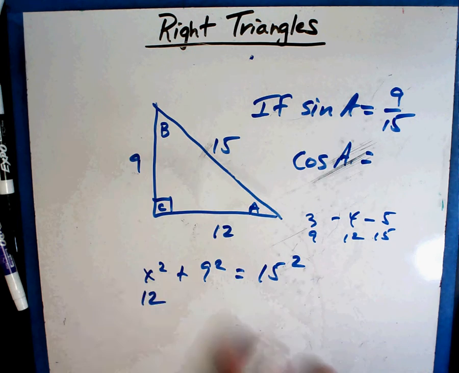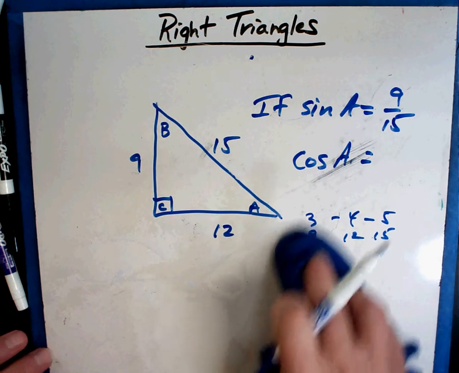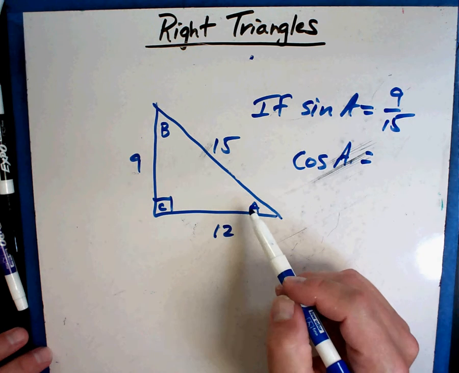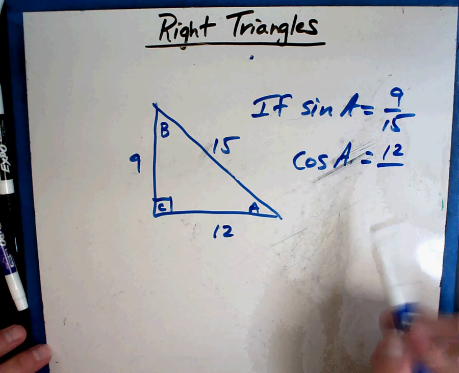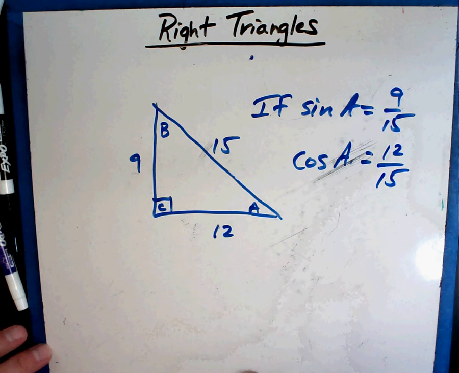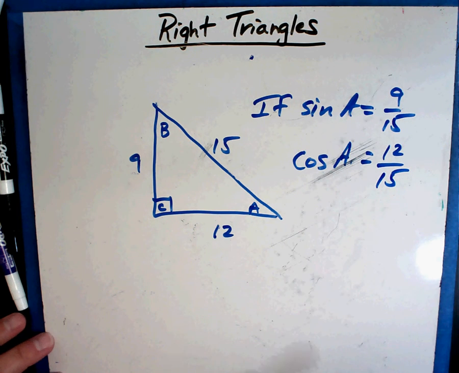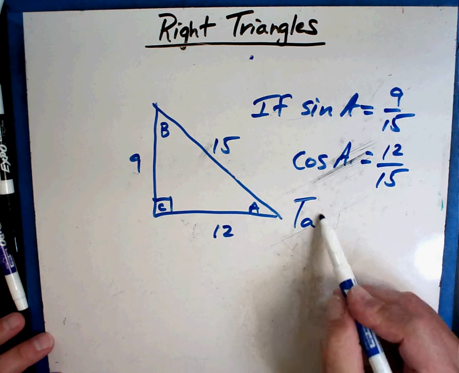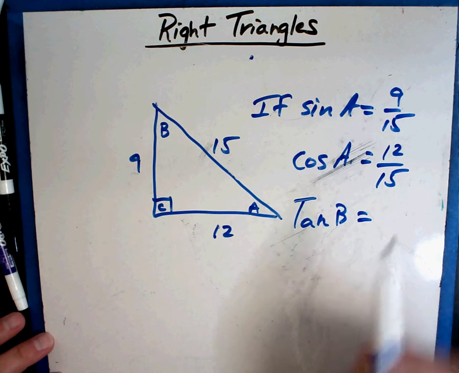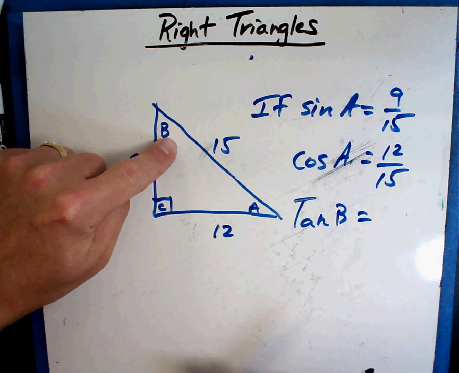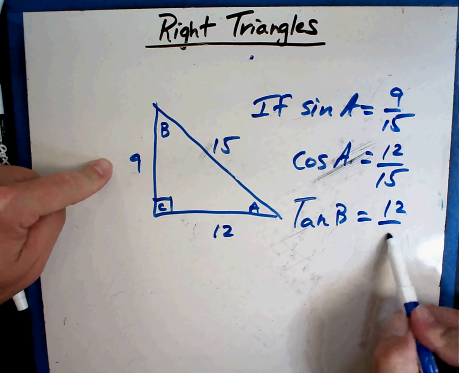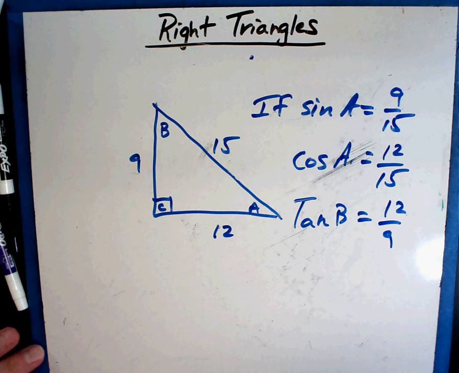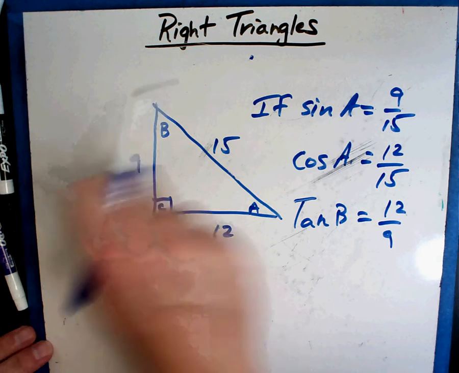Now I can answer the question. It wants to know what is cosine A. Well, cosine, SOHCAHTOA, is going to be adjacent, which is 12, over hypotenuse, 15. Now they can ask me anything, and I can get it. What's tangent of B? Well, start at B. Tangent, SOHCAHTOA, is opposite over adjacent, 12 over 9. I automatically can get any value they want, based on the fact that I know all the sides.